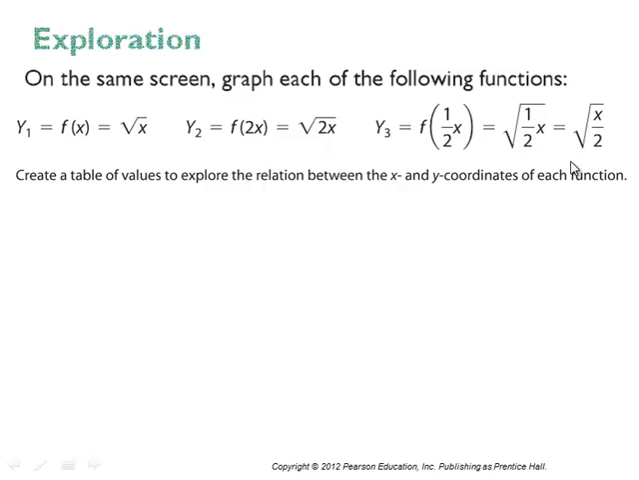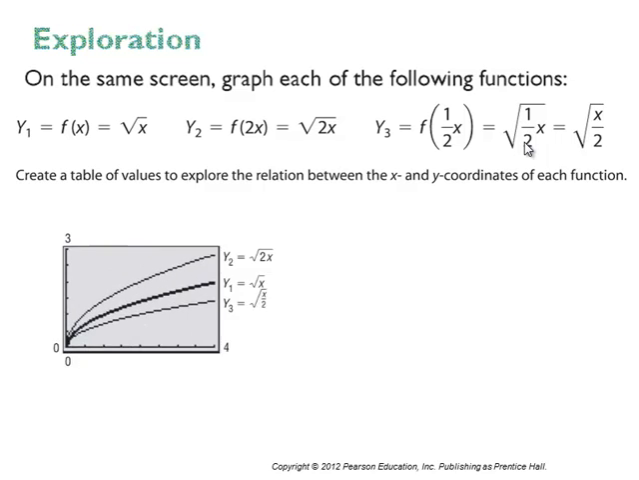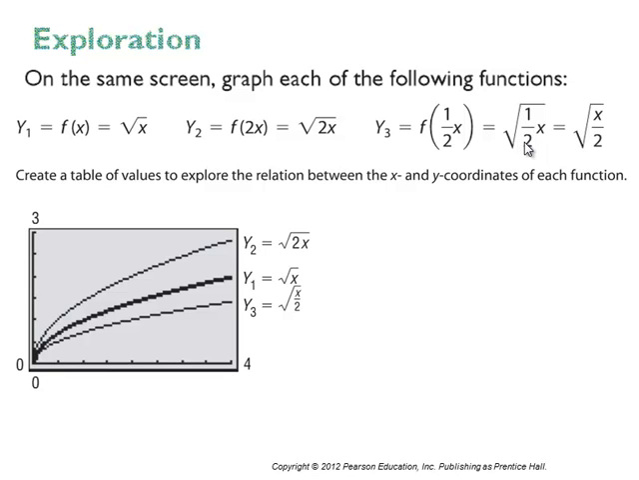And what do you think that the graph of the square root of 1/2 x looks like? Now, notice that for both y sub 2 and y sub 3, we're not necessarily multiplying the function by a number, we're multiplying x by a number within the function. What effect does that have? And the result is horizontal compression or stretching.